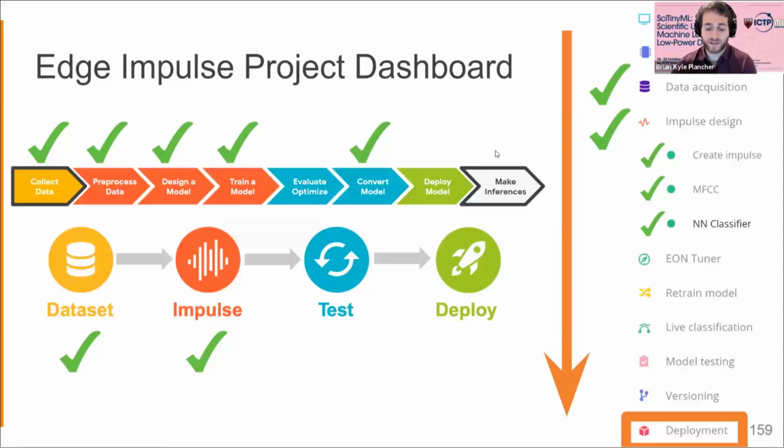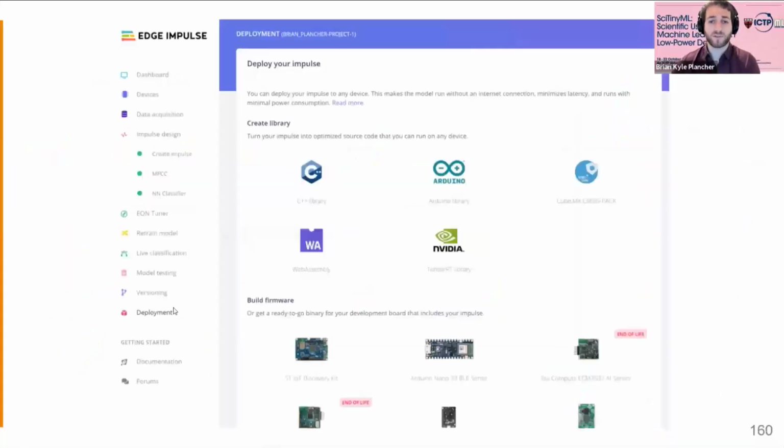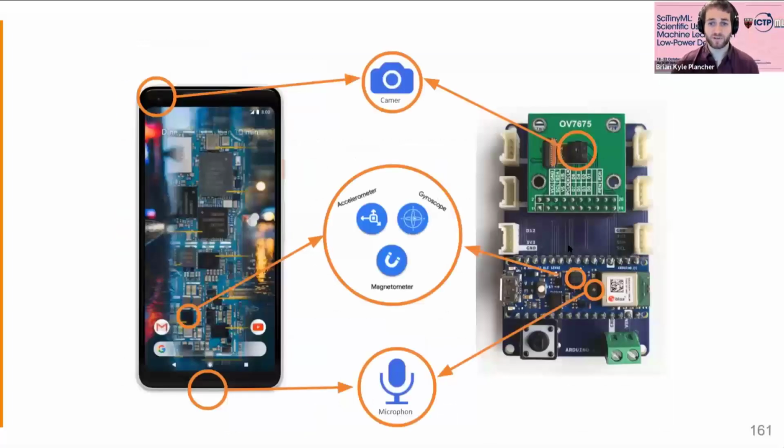So finally, on to deployment. Hopefully by now your model has finished training. I think it probably has. Again, you can deploy to all these different things if you click on deployment. For the phone, there's actually just a shortcut to build it on your phone.